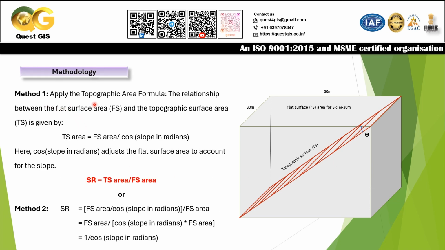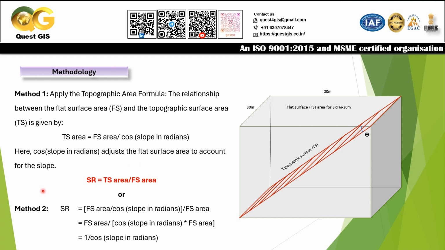Next we will apply the topographic area formula. The topographic area formula involves the flat surface area divided by cos of slope in radians. If you see the trigonometric relationship between the flat surface area and the topographic surface area, it will give you cos of this theta. This theta is the angle between the flat surface and the topographic surface. That is why we calculated cos of slope in radians. We take the cos of slope because it adjusts the flat surface area to account for the slope.